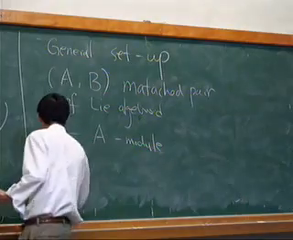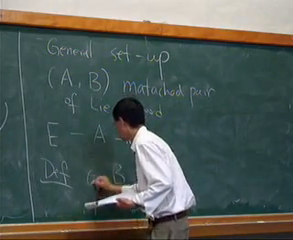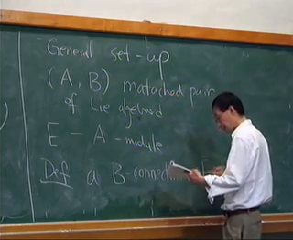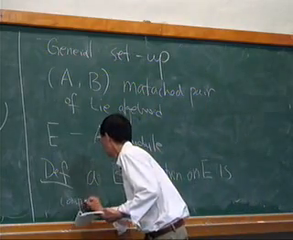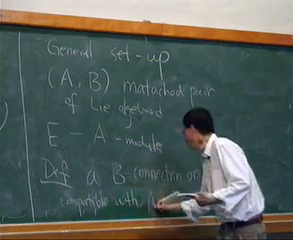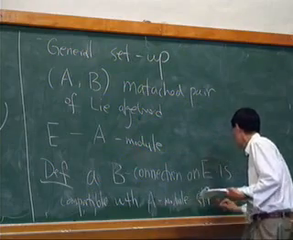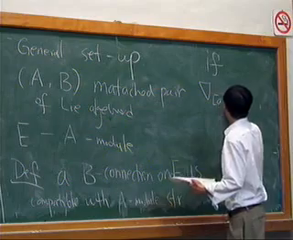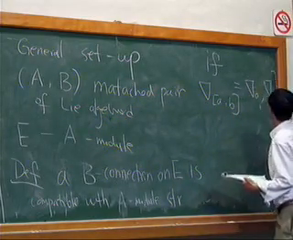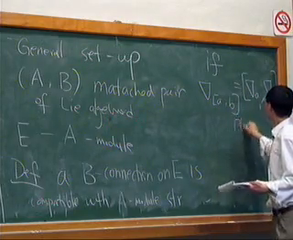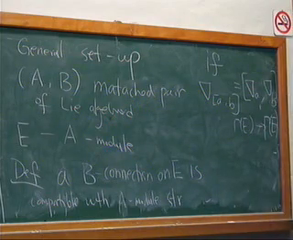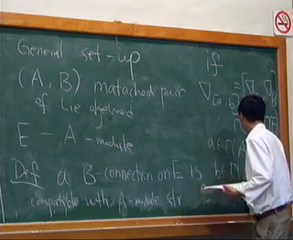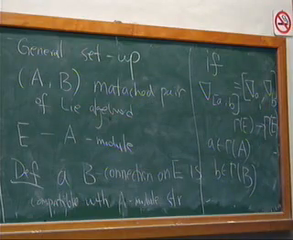Now you say a B connection, a small a, let's say, a B connection on E is compatible with the A module structure if just the flatness condition holds, namely the covariant derivative of a, b acts on the sections of E, where a is a section of A and b is a section of B. And this is basically just the flatness, partial flatness.